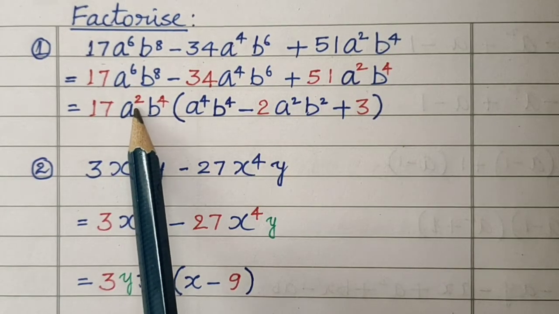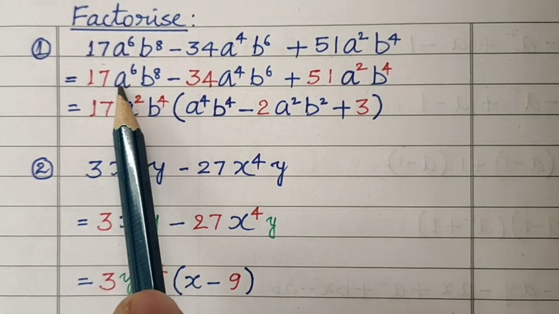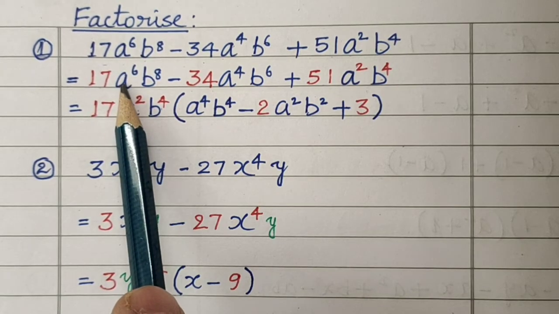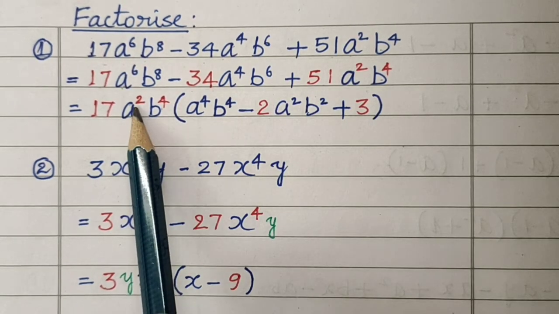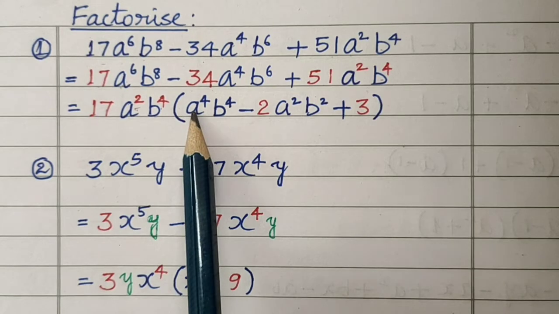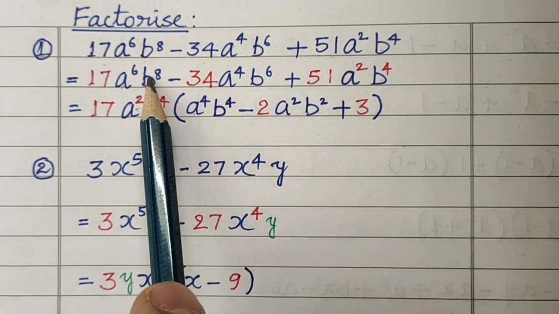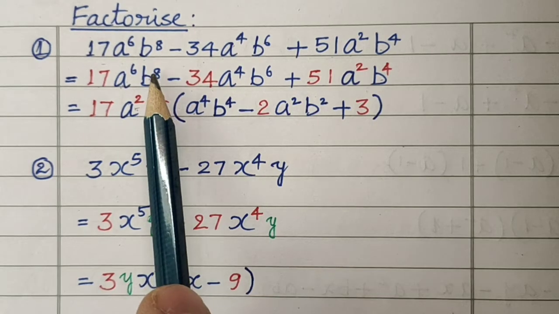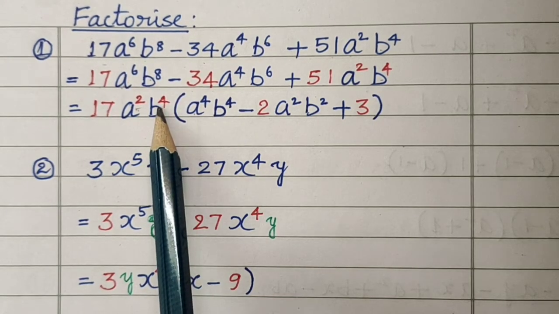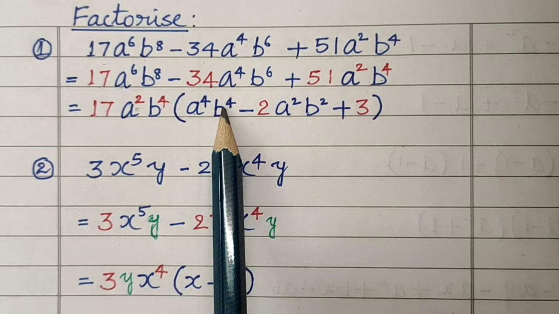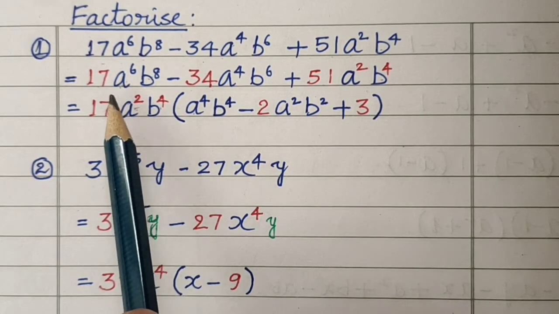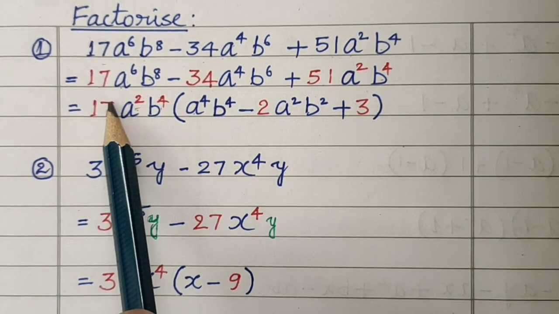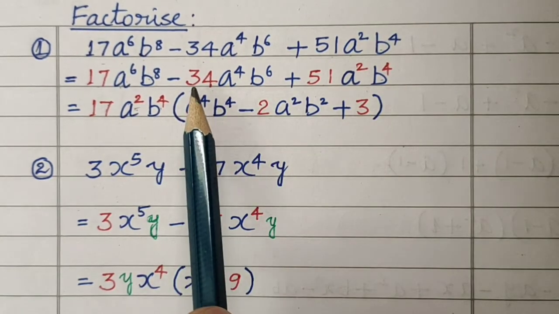When you take out a to the power of 2 and b to the power of 4 from this, a to the power of 6 can be written as a to the power of 2 into a to the power of 4. When you take out a to the power of 2, a to the power of 4 is left. b to the power of 8 can be written as b to the power of 4 into b to the power of 4. When you take out b to the power of 4 as common factor, b to the power of 4 is left. When you take out 17 as common factor, 17 twos are 34.